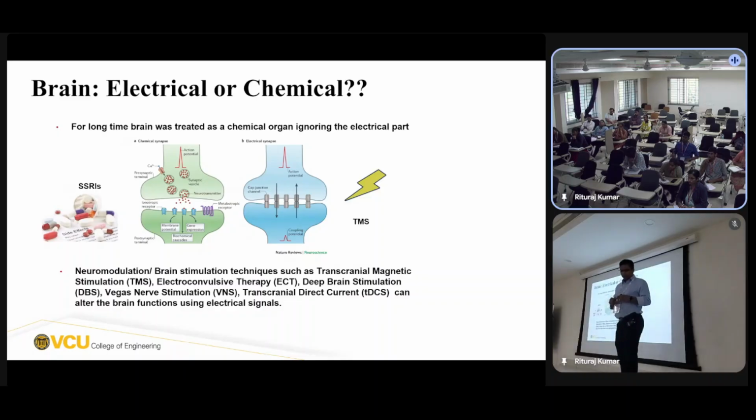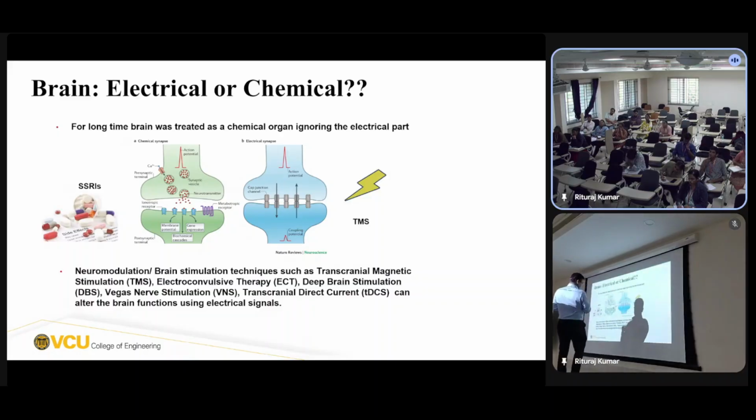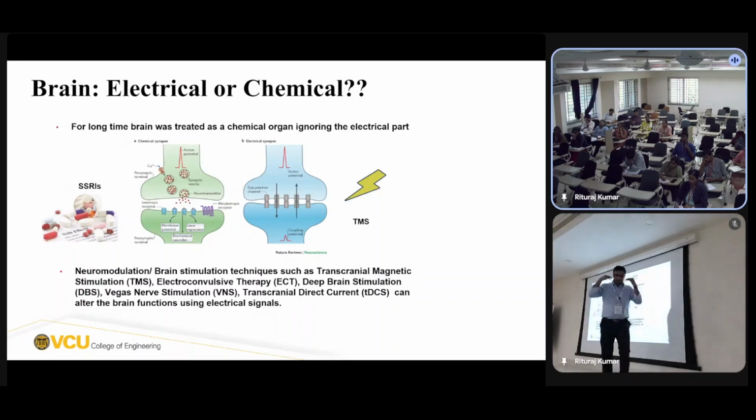So the Prozac or SSRIs are the drugs that block the reuptake of neurotransmitters, which affects the firing pattern so that your neurons fire more. That is used for depression.